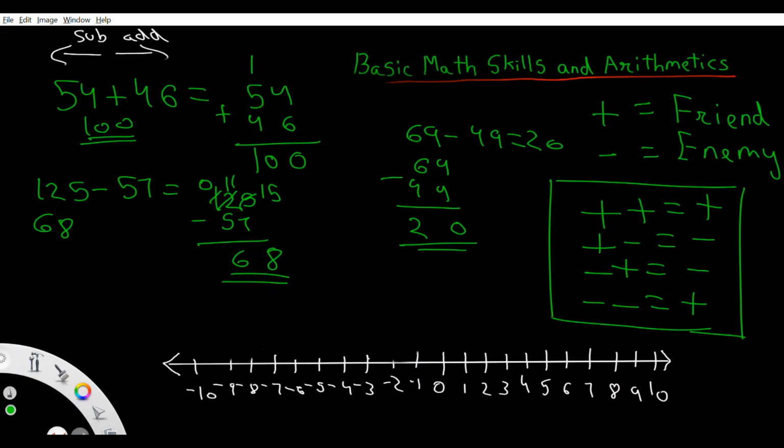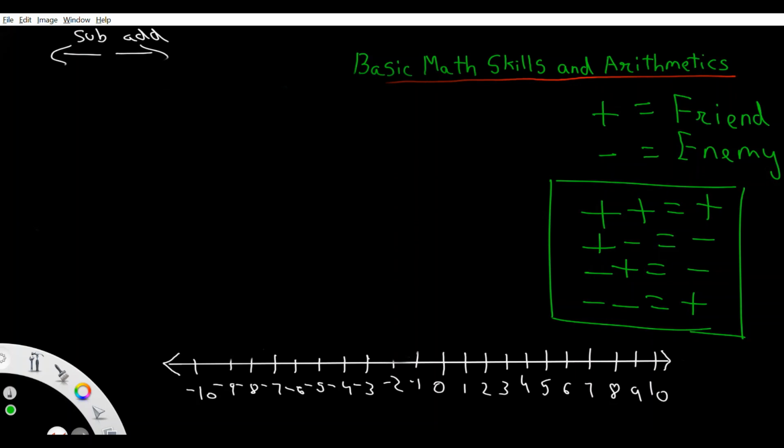Now one more addition. What if you have 65 plus 79? 9 plus 5 is 14. You carry the 1 here. And 7 plus 6 plus 1 is 14 also. So 65 plus 79 is 144.